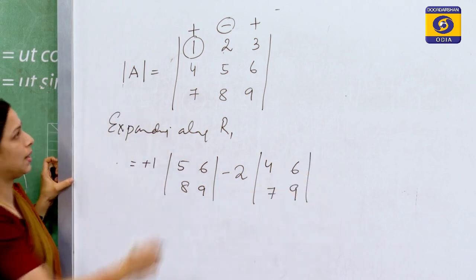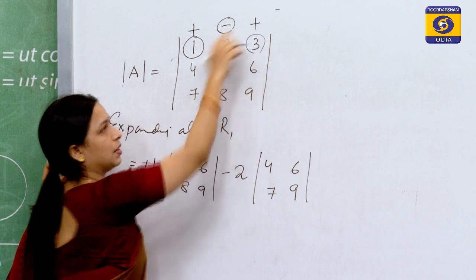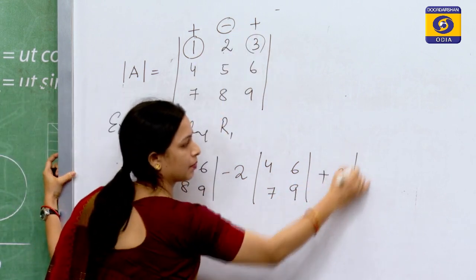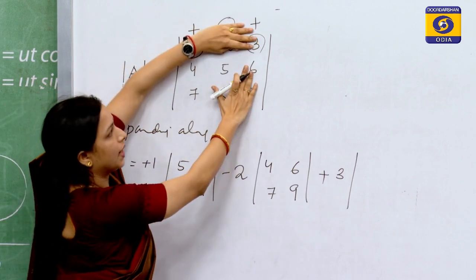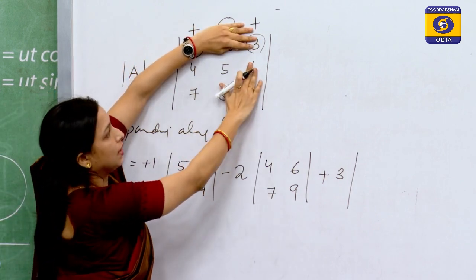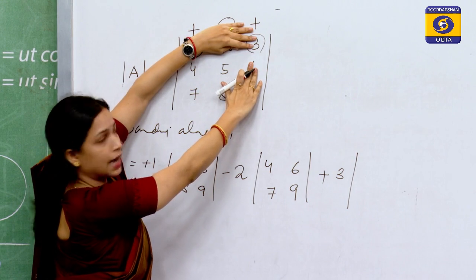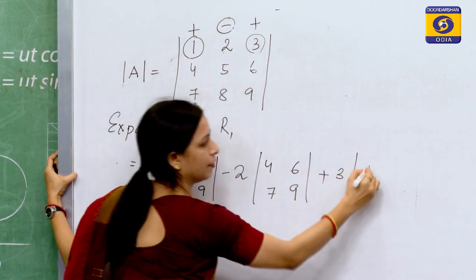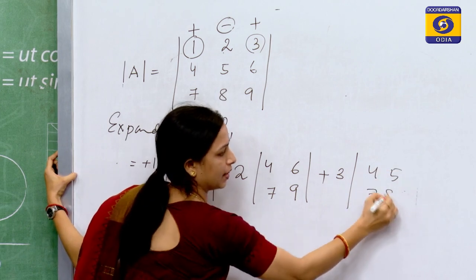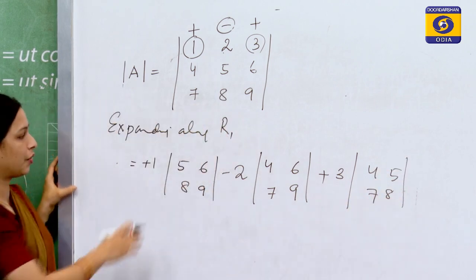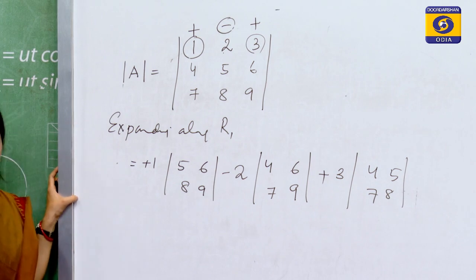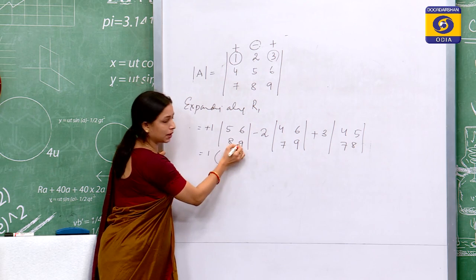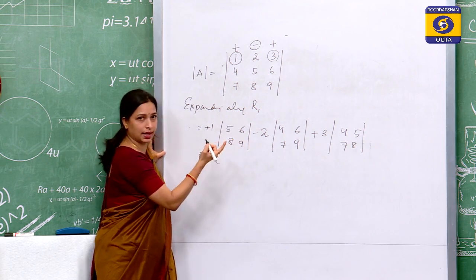Similarly, the next element is 3, the positional sign is plus. So, plus 3, and then how do we get the determinant? We delete the row and the column in which it lies, and the resultant elements are the second order determinant. So, 4, 5, 7, 8. Now, we know how to find out the determinant of a second order. So, we just do that. We cross multiply the diagonal elements and then we take the difference.